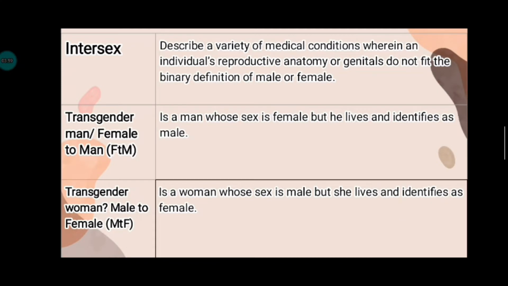So the next one is the intersex, which describes a variety of medical conditions wherein individuals' reproductive anatomy or genitals do not fit the binary definition of male or female. Like for example, if you remember in PBB, in that season there were twins, the fourth and the fifth, and the fifth has two genitals, which is female or male, something like that.